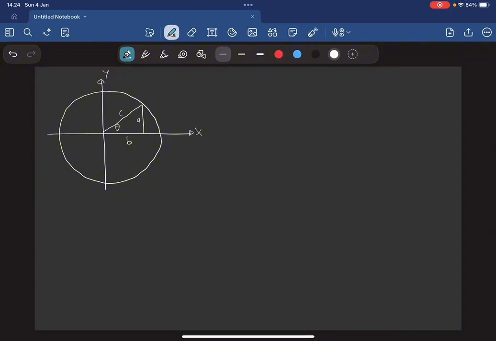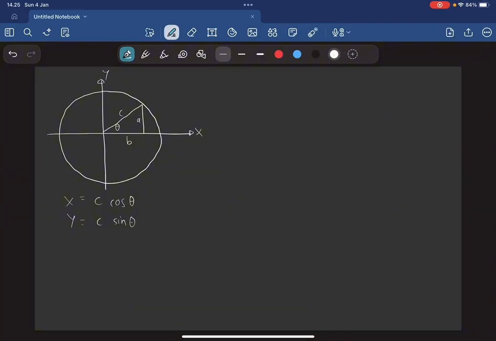The position of a point can be specified by two coordinates x and y, where x equals c cos theta and y equals c sin theta. This is a very useful relationship between right triangles and circles.